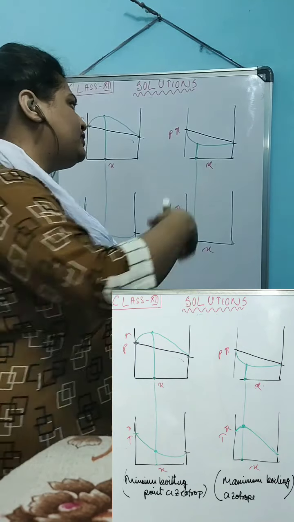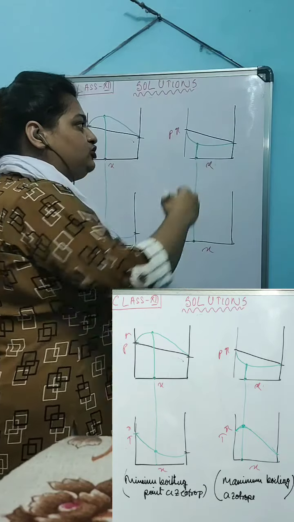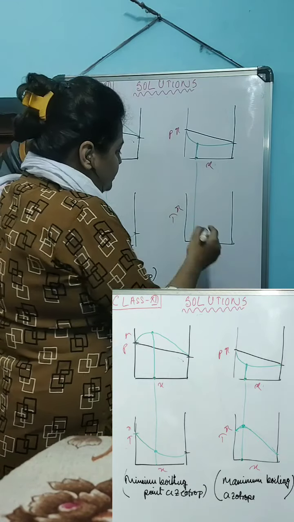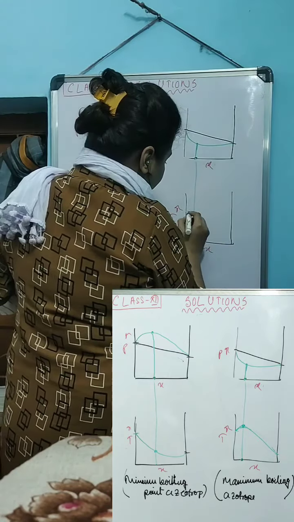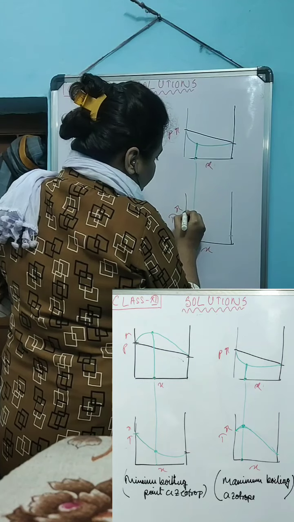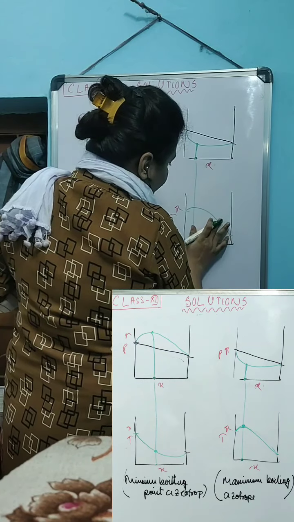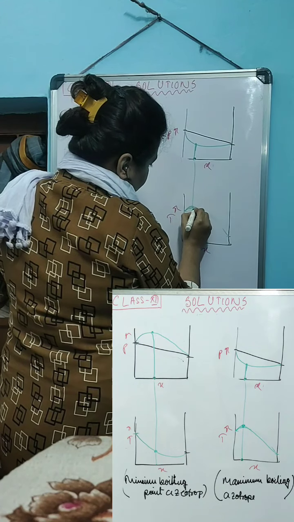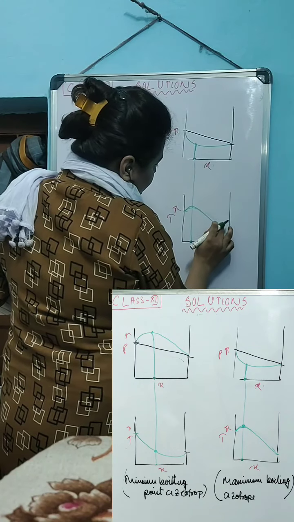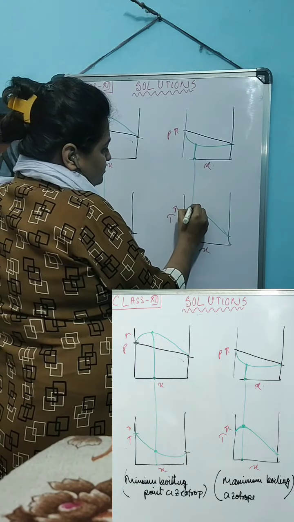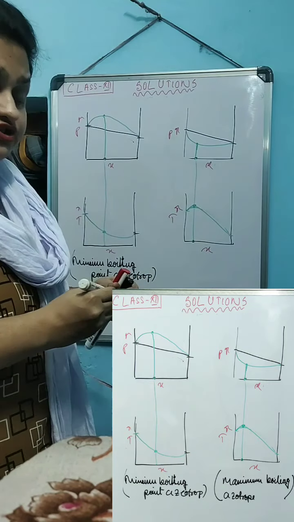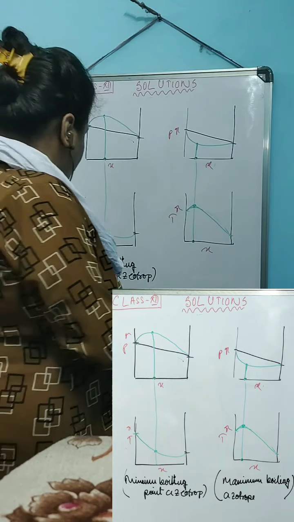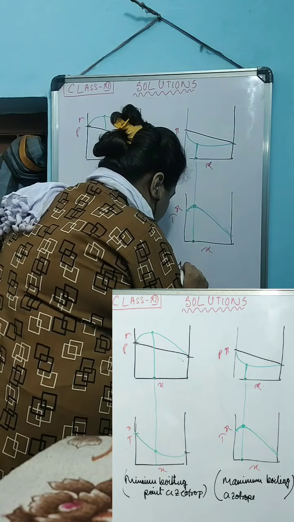Now, as this is the minimum pressure that you are getting, obviously the temperature that you will get will be the highest. The temperature at which the solution will boil will be the highest. This is known as the maximum boiling azeotrope.